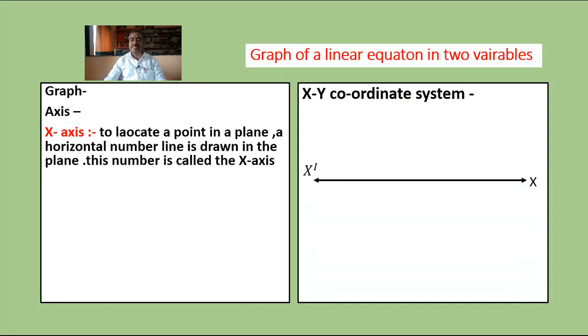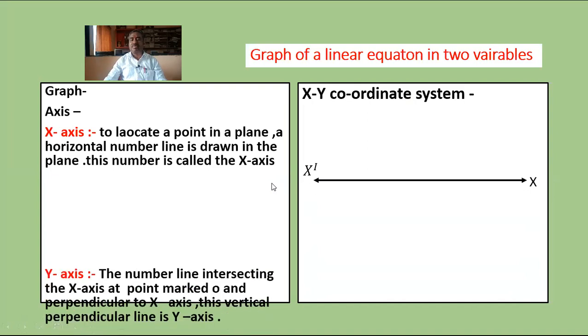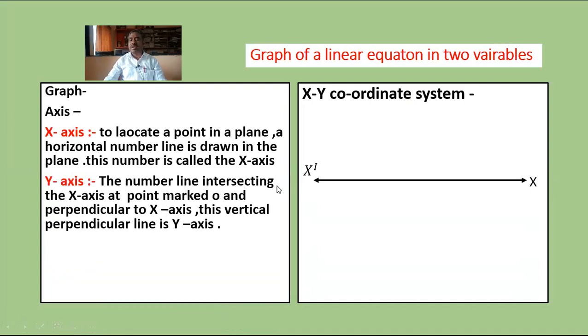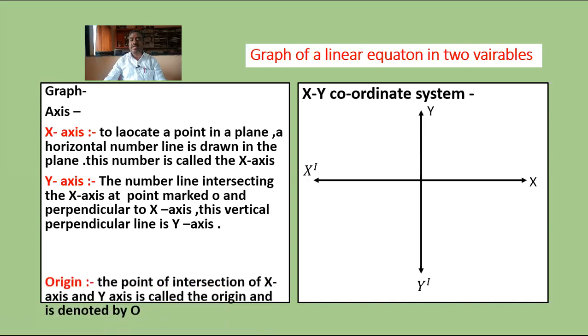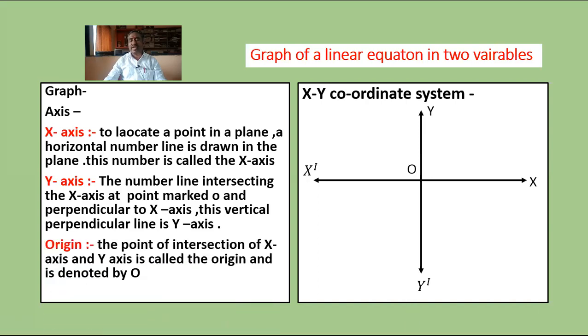X axis: the horizontal number line is drawn in the plane. This number line is said to be the X axis. And the Y axis: the number line intersects the X axis at a point marked as O and is perpendicular to the X axis. This vertical line is said to be the Y axis.